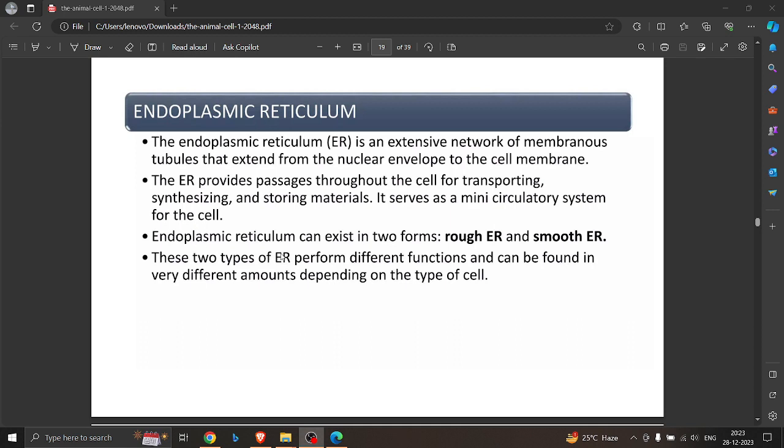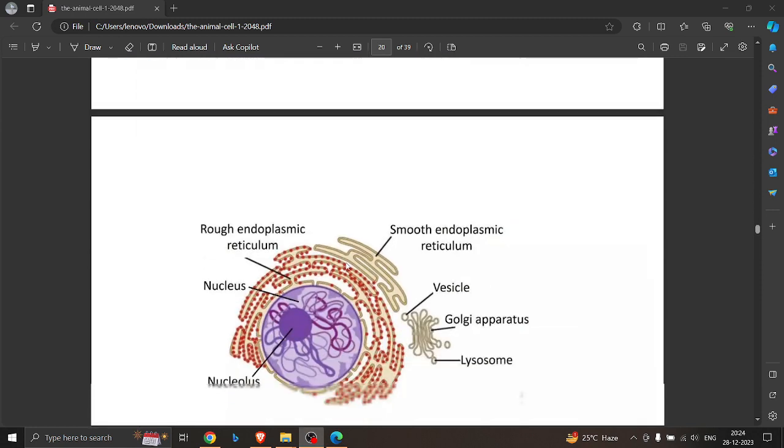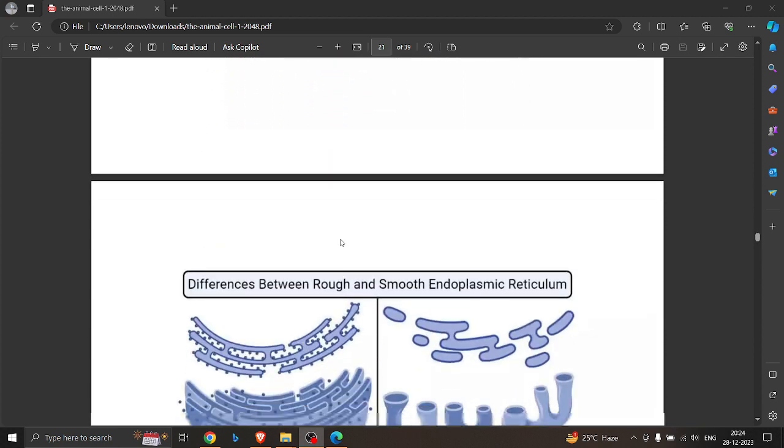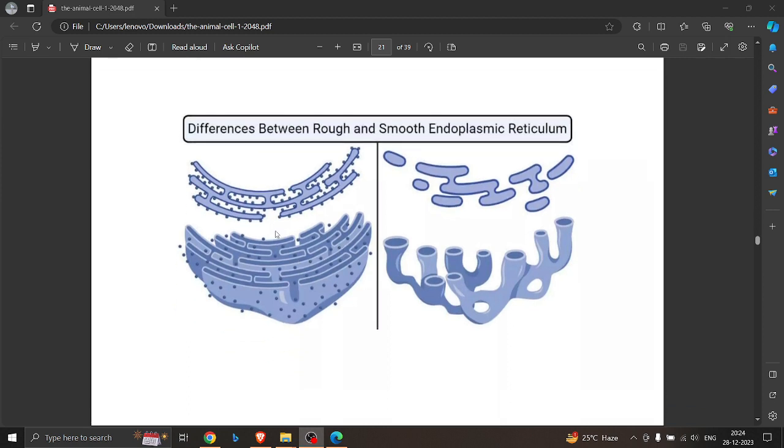The endoplasmic reticulum can be of two forms, rough endoplasmic reticulum and smooth endoplasmic reticulum. These two types perform different functions depending upon the cell type. You can see here, this is the rough endoplasmic reticulum and this is the smooth endoplasmic reticulum. This diagram shows the difference between them. Here, this is the rough endoplasmic reticulum with small spikes, and this is the smooth endoplasmic reticulum.